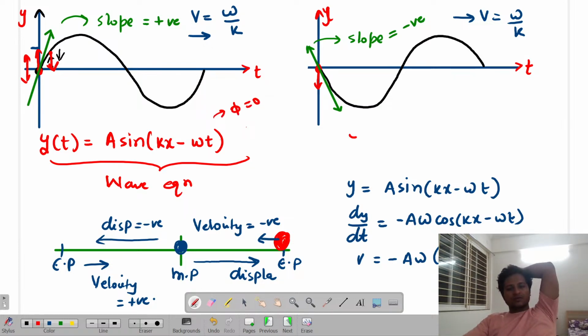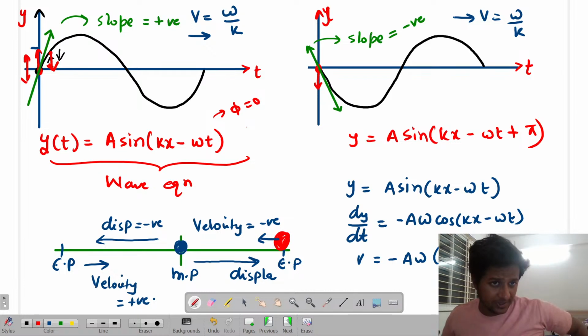Then this graph was given as a sin kx minus omega t plus pi, you see that there is an interchange of pi degrees. So the phase gap between both of the graphs is how much? Pi degrees. कितना है बेटा?